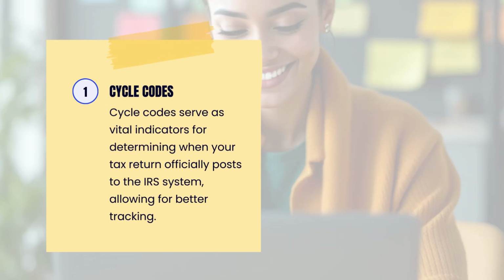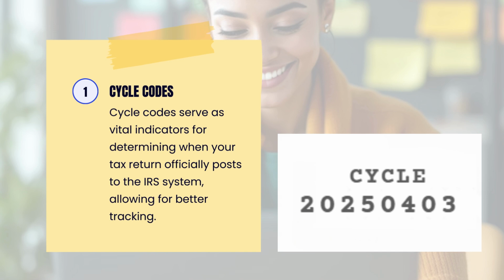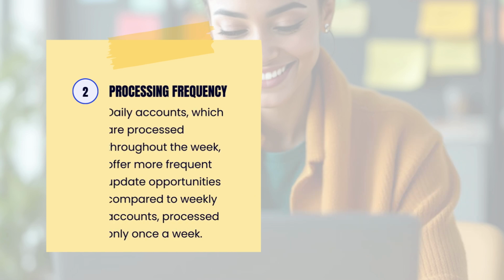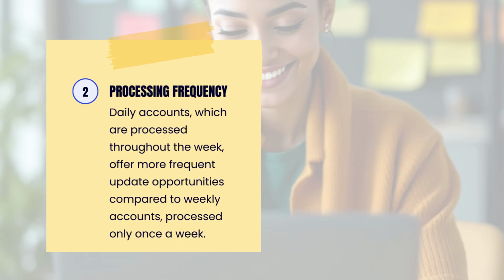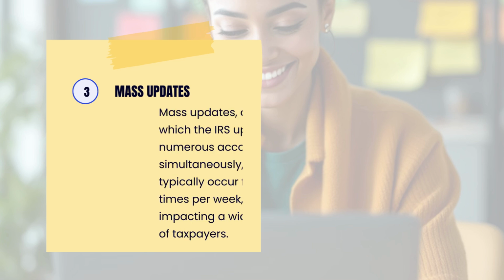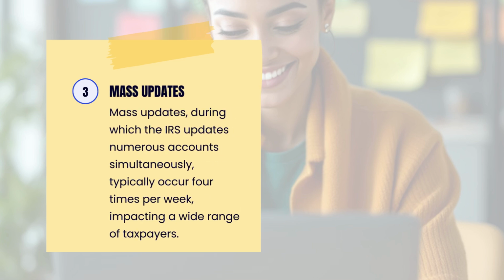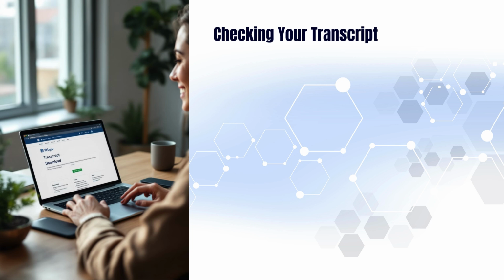Key takeaways. Cycle codes are critical to tracking your return's processing and knowing when to expect updates. Daily accounts receive frequent updates, while weekly accounts have fewer. Mass updates provide insight into when a broad update happens across many taxpayers. Stay proactive by regularly checking your IRS transcript and refund status.